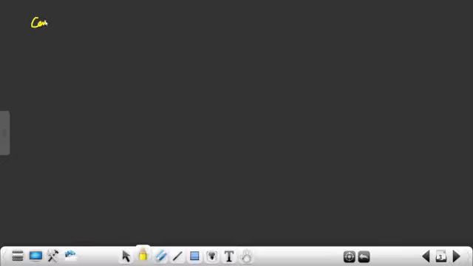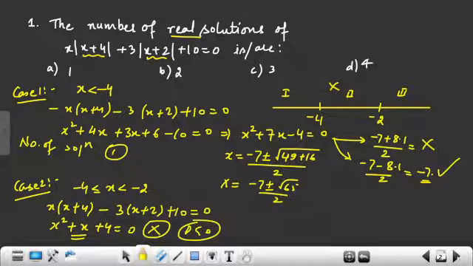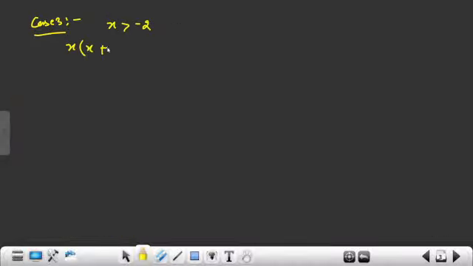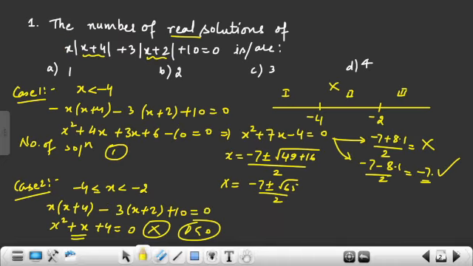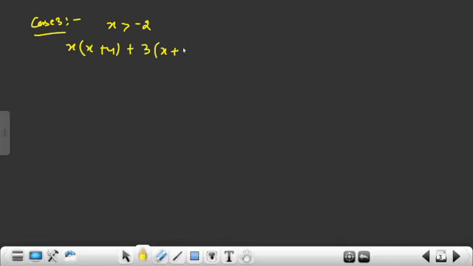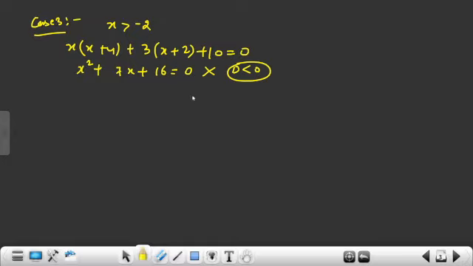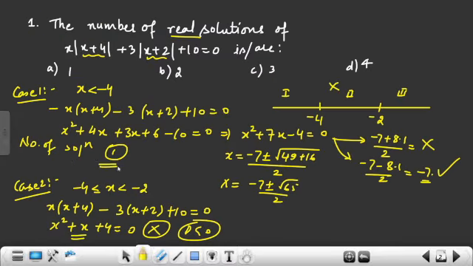Now case 3 I will take, when x is more than minus 2, right? X is more than minus 2, so both will open in positive. So x plus 4 plus 3 times x plus 2 plus 10 equals 0. So it is x square plus 7x plus 16. Again this value, no real solution. Why? Because D is negative. If you calculate, the D value is negative. So no solution. So how many solutions are we getting? 1. So this is the easiest problem of quadratic equation you can solve, the modulus quadratic equation.